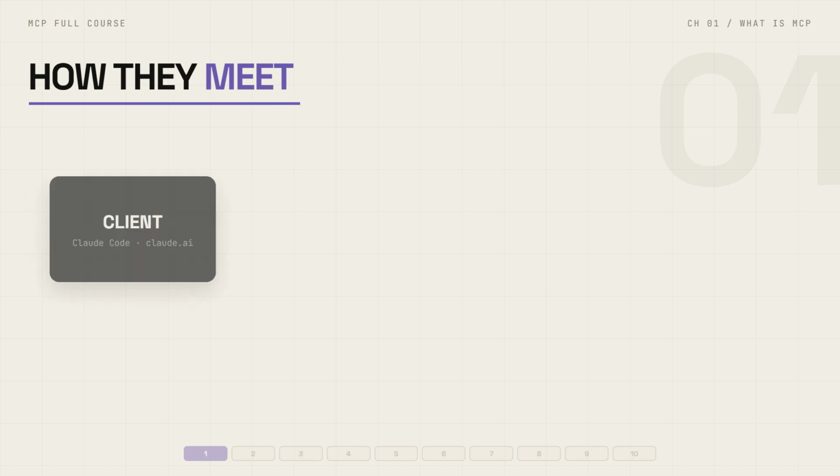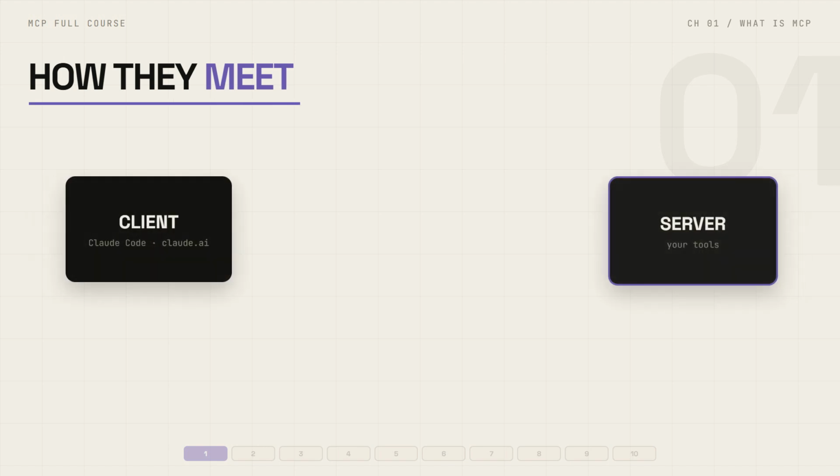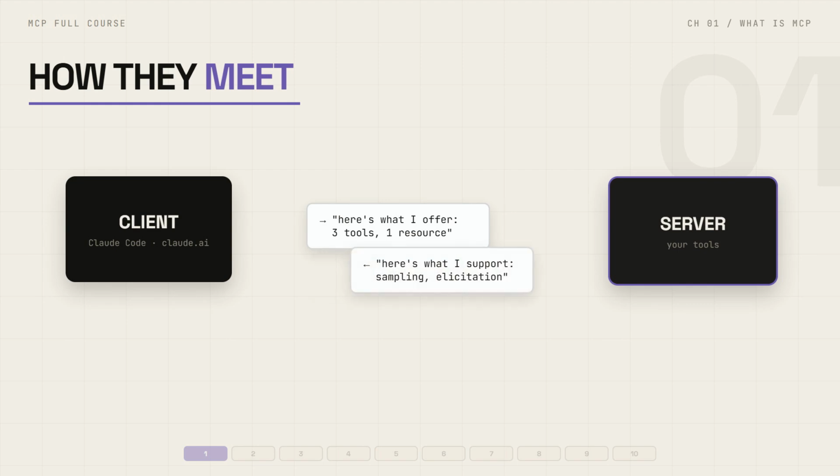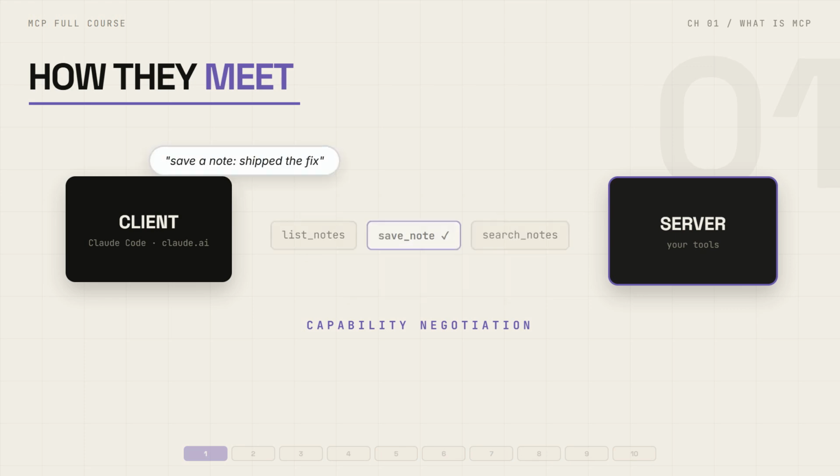The AI side, Claude Code, Claude.ai, or any MCP client connects, and the two introduce themselves. Here's what I offer, here's what I support. That handshake is called capability negotiation. From that moment, the AI sees the server's tools like its own hands. You ask in plain English, it picks the right tool.